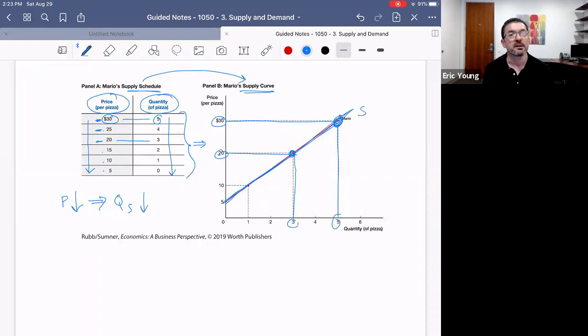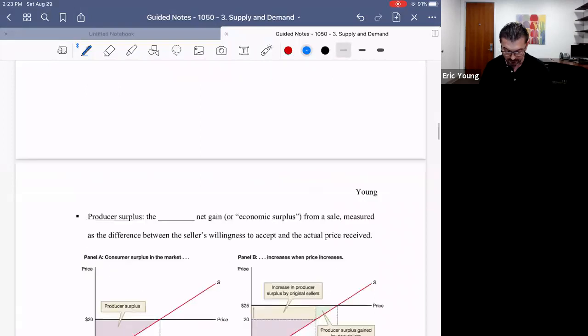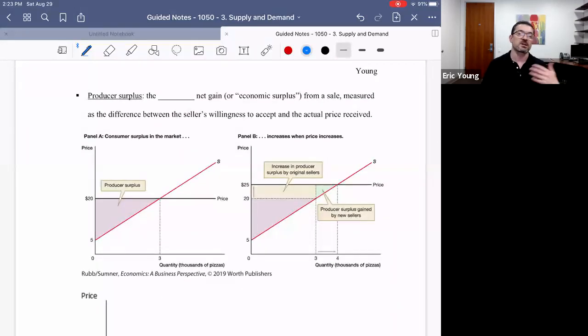Again, it's critical to differentiate between quantity supplied and supply. Quantity supplied is one particular price and quantity point. It corresponds to one particular point. Supply puts all of those points together into one big function, one big curve, okay? So that's our difference between supply and quantity supplied.